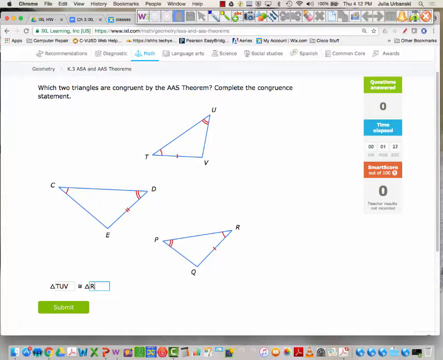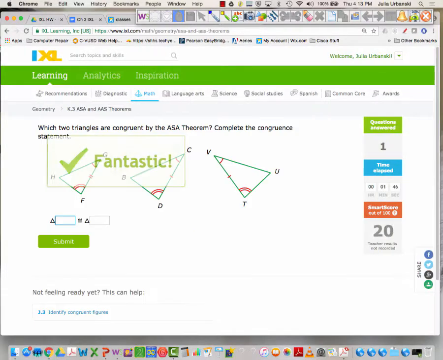Next is the U. The U has two marks on the angle, so I find the one that has two marks. That's going to be the P. So the U and the P go together. And then lastly, I wrote V. Well, V has no marks, so when I look at the other triangle, the other one that has no marks is Q. So Q goes in that order. And then you click submit.